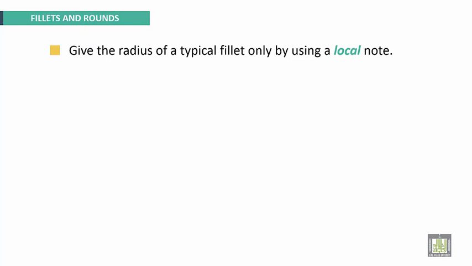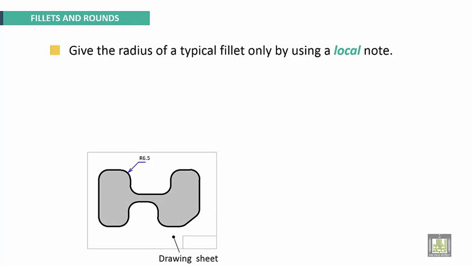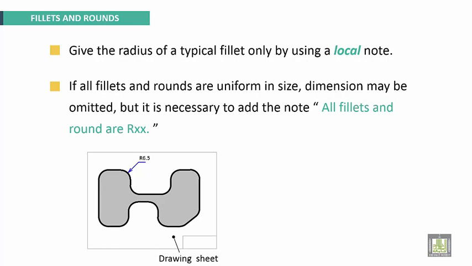Fillets and rounds. Give the radius of a typical fillet only by using a local note. We have an example here, R6.5 millimeters. If all fillets and rounds are uniform in size, the dimension may be omitted, but it is necessary to add the note: all fillets and rounds are R, for example, 5 millimeters. Here, all fillets and rounds are R6.5 millimeters.